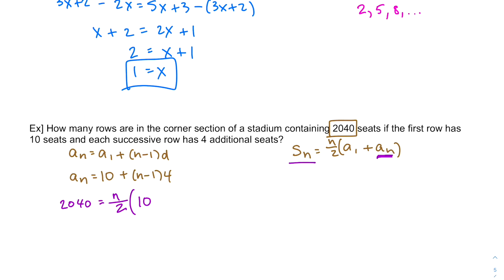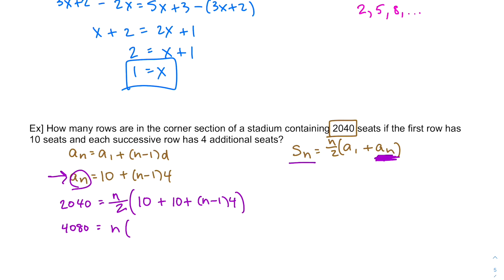Now a sub n, we don't know what number it is, but we do have a formula for it. So I'm going to replace that with the formula. I'm just literally taking what I have here and replacing it in this formula for s sub n. So by doing that, I've created an equation which I can now solve for n. The first thing I'll do to solve this is multiply both sides by 2 to get rid of the fraction.